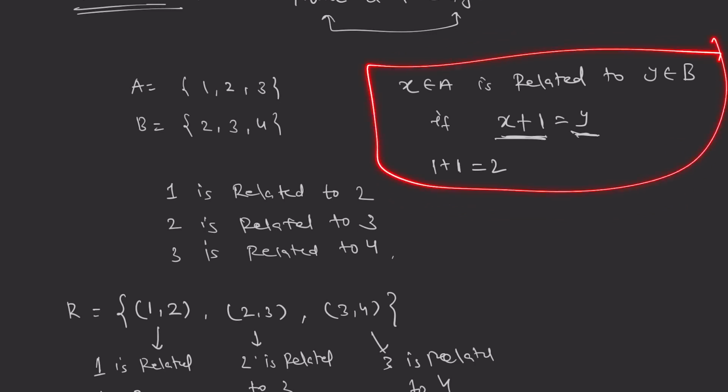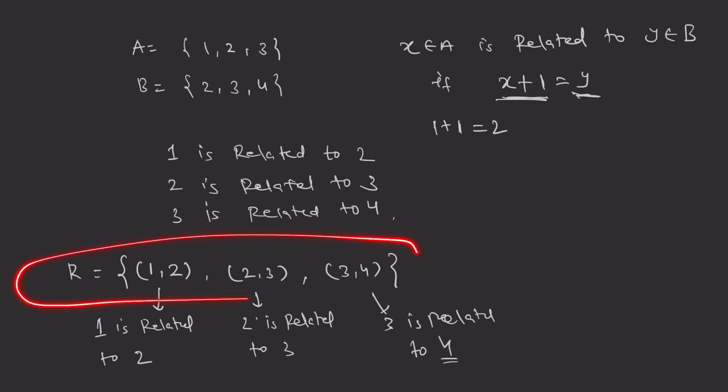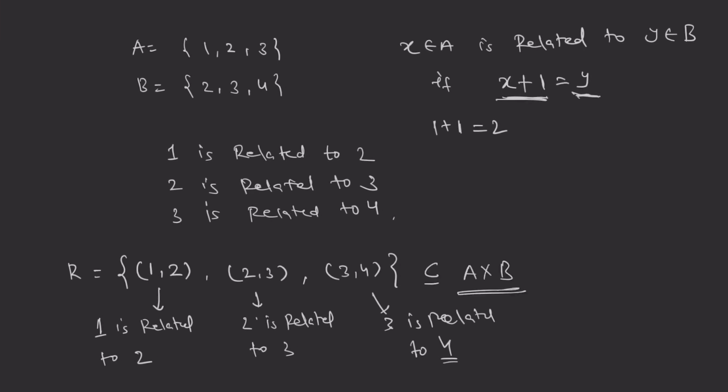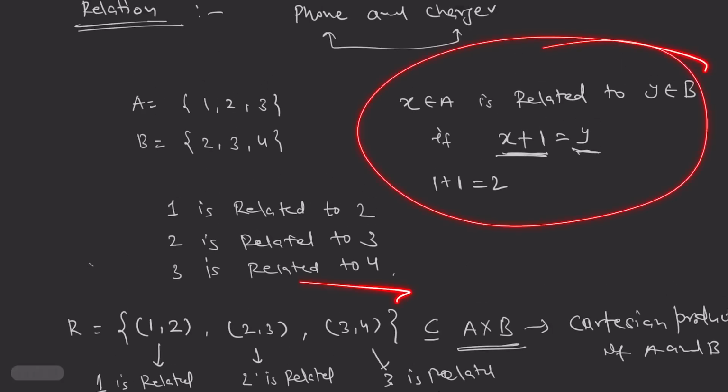For this relation I make a set, and this set, you can see, is a subset of A cross B. This is the Cartesian product of A and B. For more, you can see the previous video. So now you can think that from a relation I can define a set.